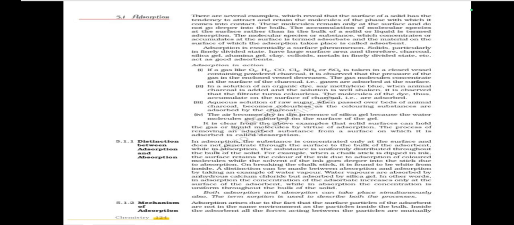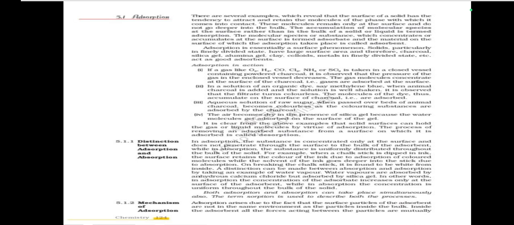Solids, particularly in finely divided state, have large surface area, and therefore charcoal, silica gel, alumina gel, clay, colloids, and metals in finely divided state, etc., act as good adsorbents. Adsorption in action: if a gas like O2, H2, CO, Cl2, NH3, or SO2 is taken in a closed vessel containing powdered charcoal, it is observed that the pressure of the gas in the enclosed vessel decreases. The gas molecules concentrate at the surface of the charcoal.